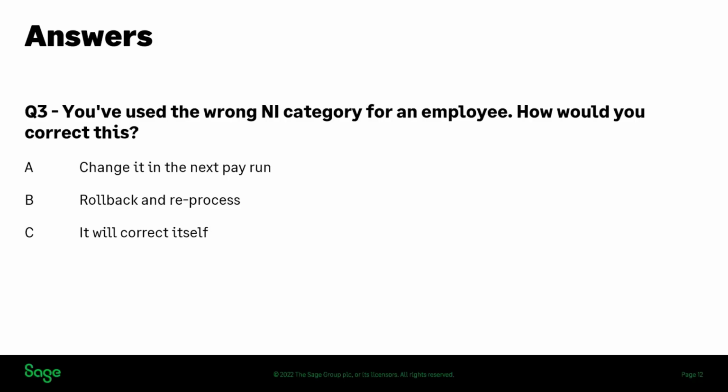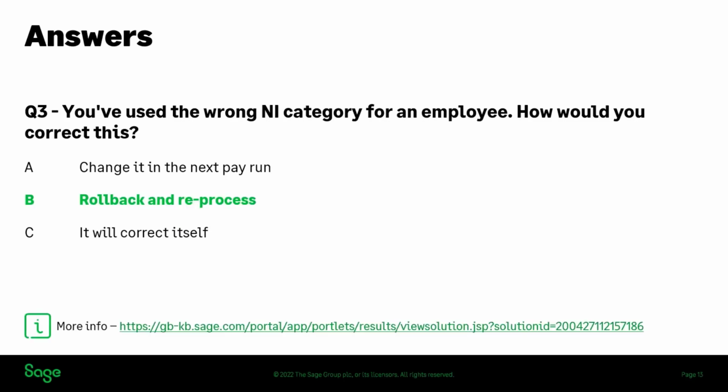Thank you very much. So yeah, about 2/3 of you were correct. You will need to roll back to the original period the mistake was made in and reprocess. So a bit different to pay as you earn tax, if you're on a cumulative tax code and you missed a change of tax code in an earlier period. The cumulative nature of the calculation means you just change it in the next pay run.